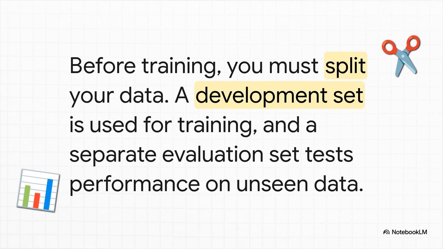Okay, but wait. Before we even think about training, we have to do something that is absolutely 100% critical in machine learning. We have to split our data. We take our data set and we break it into 2 piles, a development set that we use for building and tweaking the model, and a totally separate, untouched evaluation set that we'll use to test it later. This is non-negotiable, seriously. And here's why.